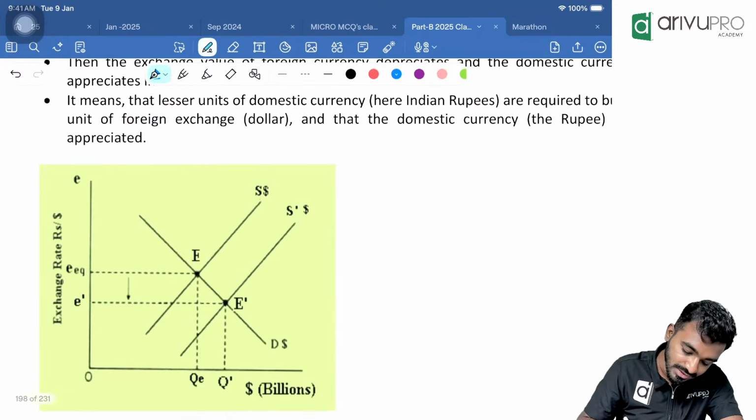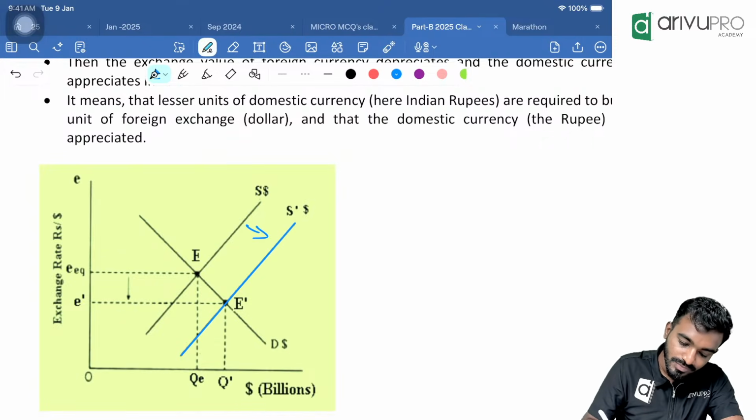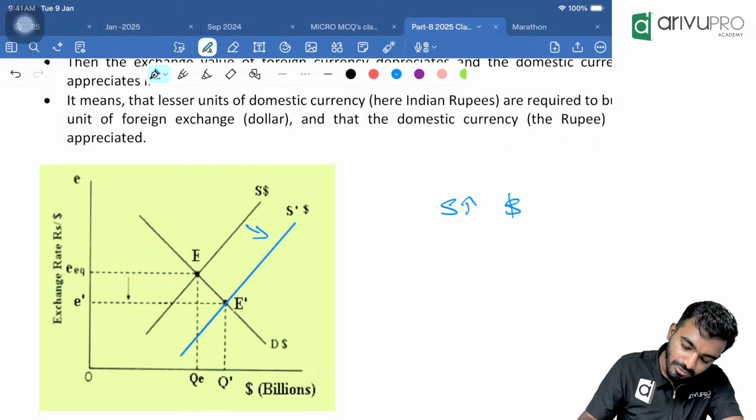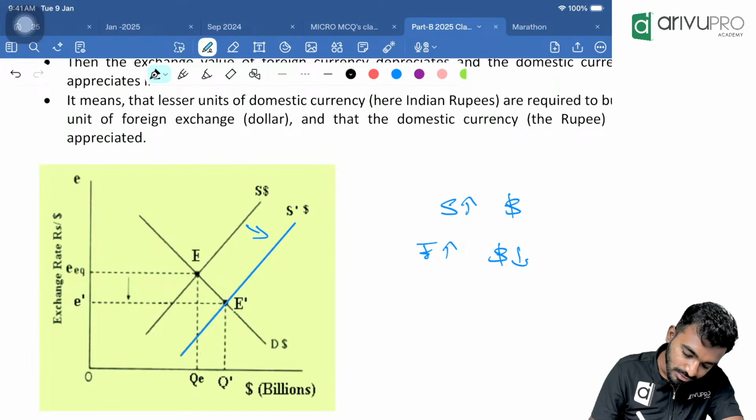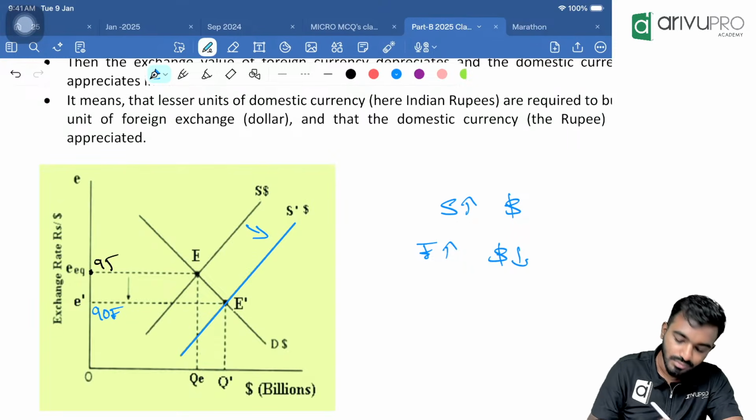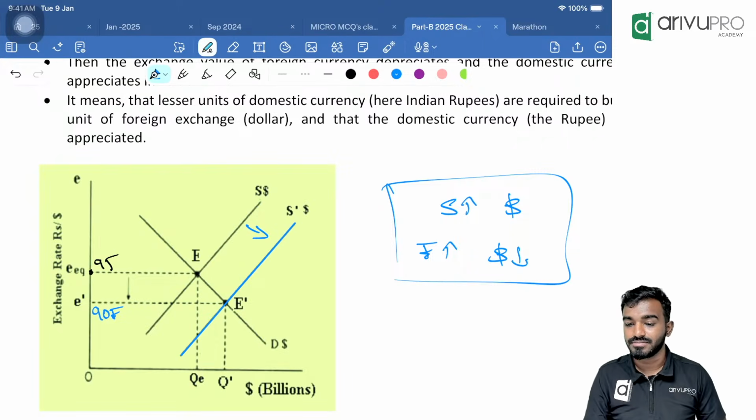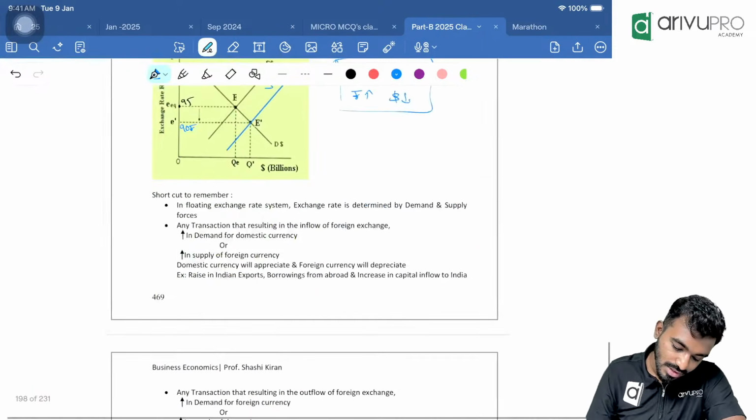Next, supply increases. See, this is the supply line. When supply increased, now automatically supply is increasing for dollar. So automatically dollar will depreciate, rupee will appreciate. Observe, earlier this was 95, it is becoming 90. So same logic. Supply reverse logic, demand straight logic. Clear? So same to same thing.